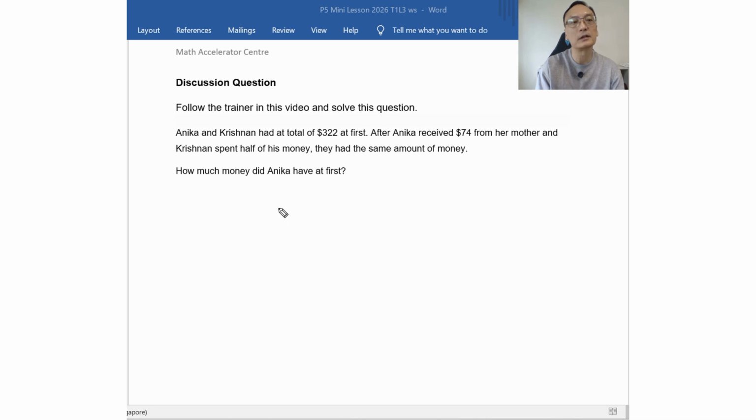The first thing, let's underline some of the keywords in this question. The total amount for the two persons is $322. Anika received $74 from the mother and Krishna spent half of his money. And they end up having the same amount of money. And we need to find how much Anika had at first.